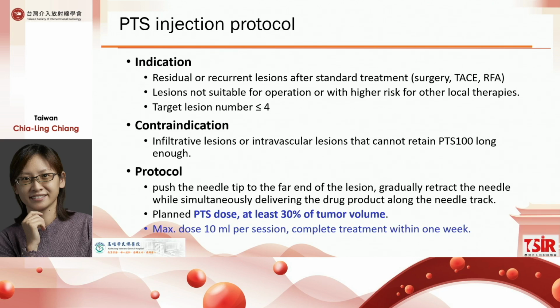The protocol is to push the Chiba needle tip to the far end of the lesion, and then gradually retract the needle and wait for several seconds for the PTS to spread. And then we simultaneously retract the needle and inject the PTS along the needle tract. The planned PTS dose is at least 30% of the tumor volume. Of course, the more the better. But the maximum dose is 10 milliliters per day per session. It is ideal to complete the treatment course within 1 week.